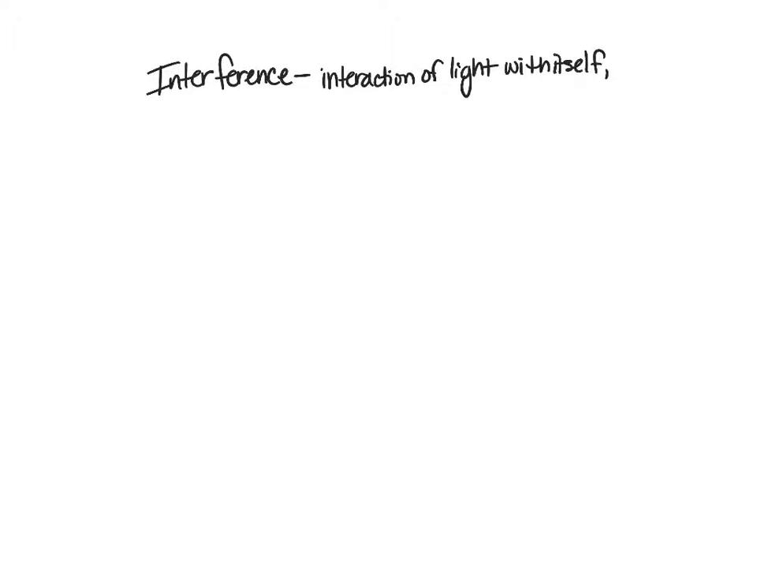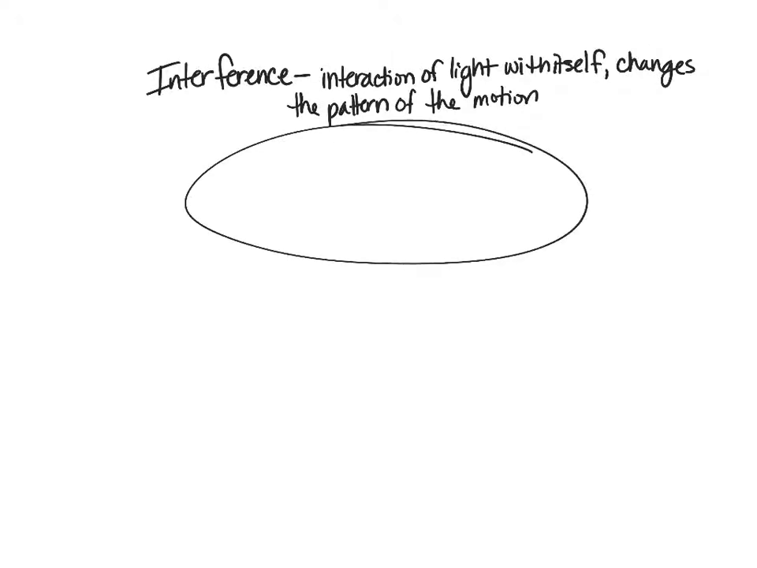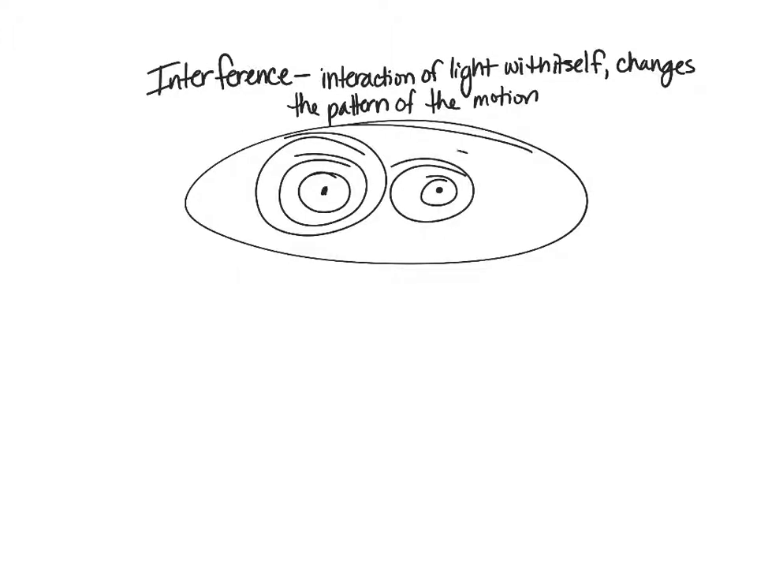And then this changes the pattern of the motion. So when I think of interference, what I often think of is a pond. If we drop a stone in the pond, we know that it's going to have waves that come off of that stone. And then we can drop a stone over here as well, and we have the waves that come off of that one. And then we know that right here we're going to have interference. So that is the interaction of light with itself.